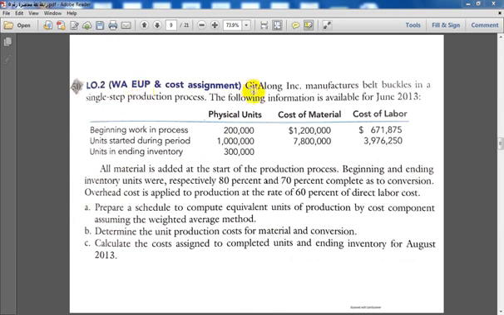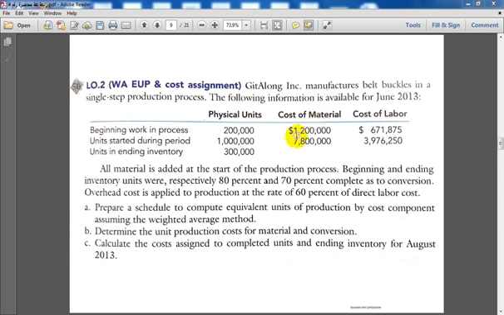Another exercise: Get Along Ink manufactures booklets in a single step production process, so we have only one production process. The following information is available for June 2013. Physical units, cost of material, cost of labor. Beginning work in process 200,000 units.